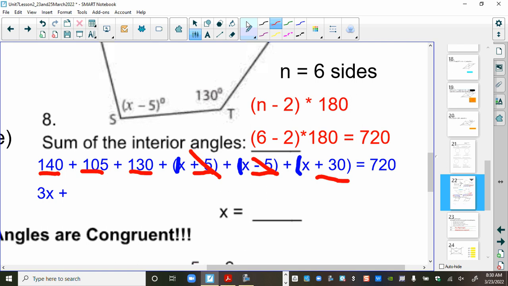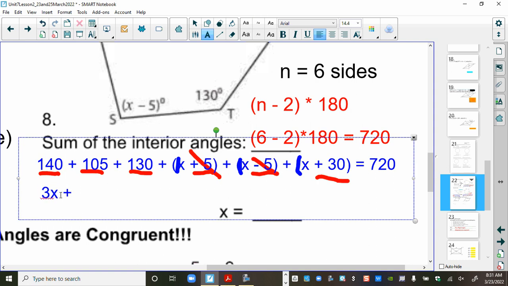140, 105, 130. That's 375, but you also have A. So how much total? 405. This last one, right here. That's why we got to be careful. In fact, I almost didn't see it. So it's going to be 3x plus 405. That equals 720. All right. From here on out, I'm not going to do anything else.